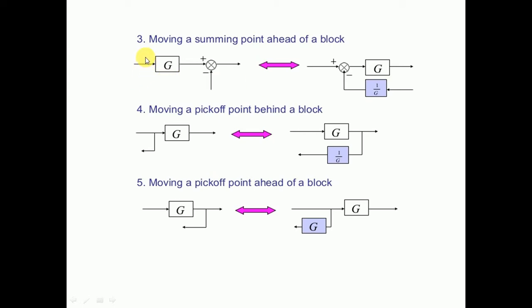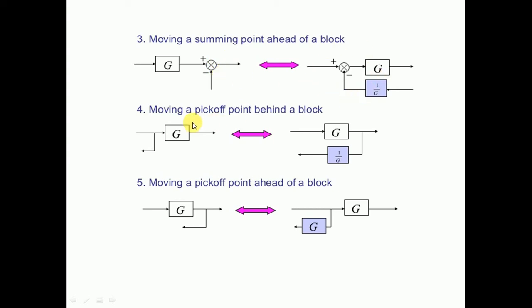If I give x as input, then here I will get x into g minus y. So the final output is xg minus y. Simply you can check here, x minus y by g into g. So I will get gx plus g and g get cancelled, minus y. So I will get the same output as here. So if you want to move the summing point ahead of the block, then you have to write that like this.